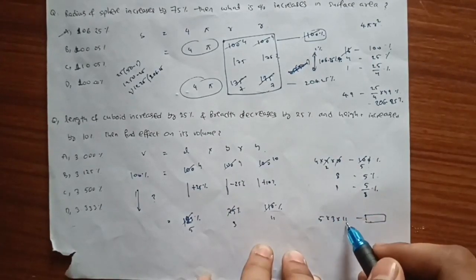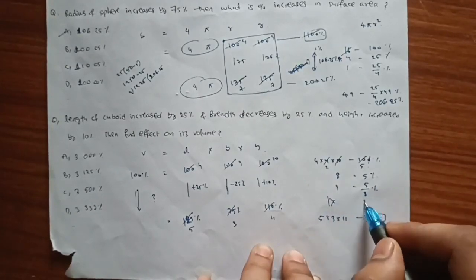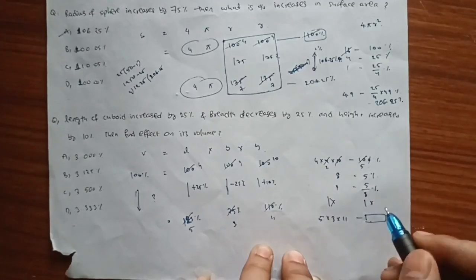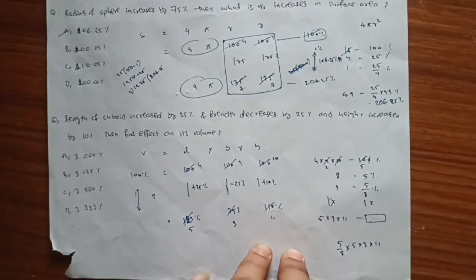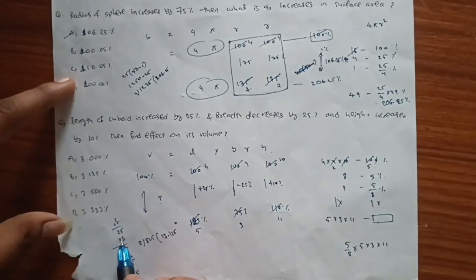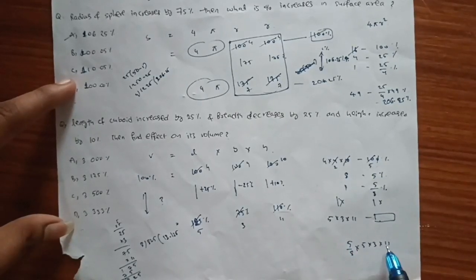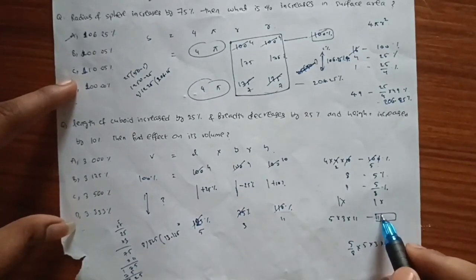To get 5 into 3 into 11, we need to multiply it to the 1. When we multiply 5 into 3 into 11 to this, we get 5 by 8 into 5 into 3 into 11. When we simplify this, 5 into 5 is 25, 25 into 3 is 75, 75 into 11 is 825. So this numerator, 825, when divided by 8, gives 103.125.